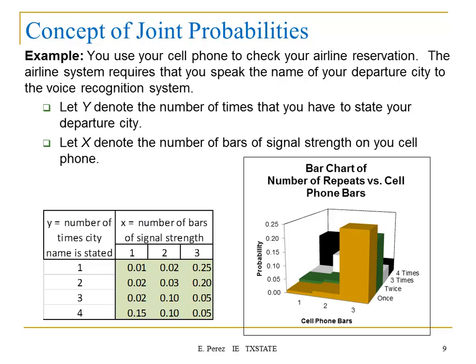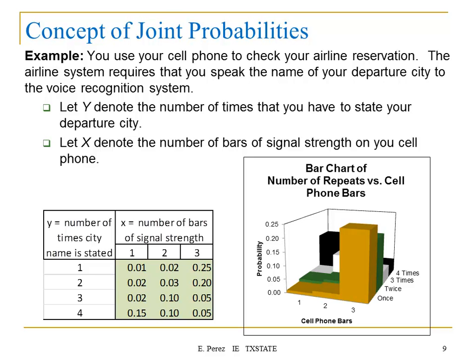So an example here, this is an example for your cell phone use. You use your cell phone to check your airline reservation. I'm referring here to a system in which you need to speak to go to the next instruction on the system. So let's say you're calling this service system and you're going to request information about your reservation. The airline system requires you to speak the name of your departure city to the voice recognition system.